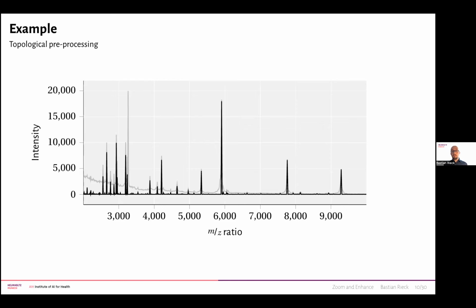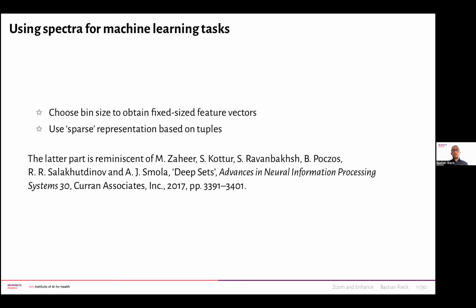So no parameter tuning necessary for this. Now, how can we use such spectra for machine learning tasks? Regardless of how they're being calculated, we need some way to deal with them in a machine learning algorithm. There are multiple ways of going about this, and I'm actually going to present both of them in some fashion.